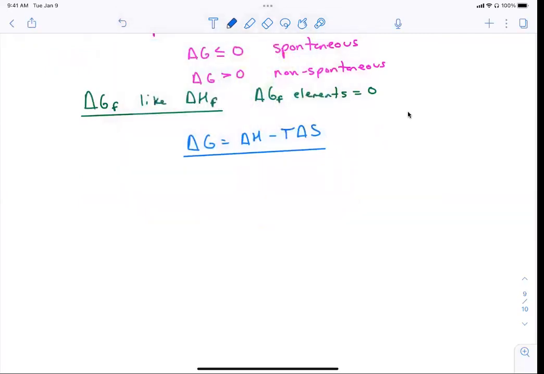This is the big delta G equation. This is the big one for topic 15 that you have to understand and know. You don't have to memorize it because, like I said, it's in the data booklet, but I would still know it because maybe on the multiple choice they might ask you something about it.